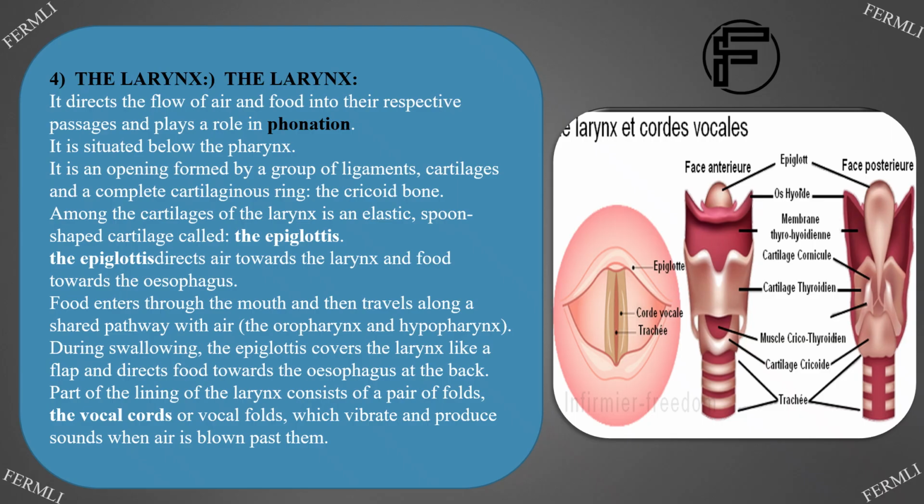Food enters through the mouth and then travels along a shared pathway with air, the oropharynx and hypopharynx. During swallowing, the epiglottis covers the larynx like a flap and directs food towards the esophagus at the back. Part of the lining of the larynx consists of a pair of folds, the vocal cords or vocal folds, which vibrate and produce sounds when air is blown past them.